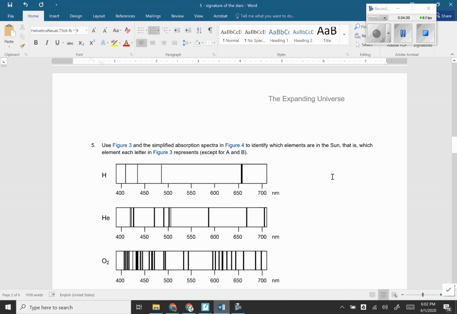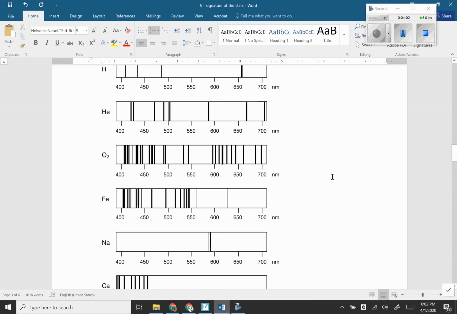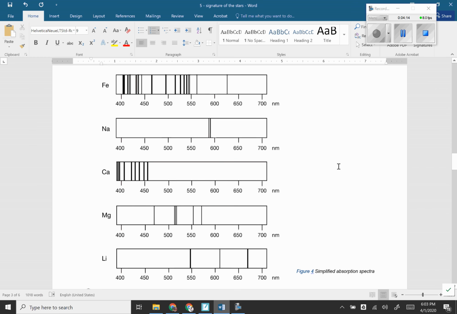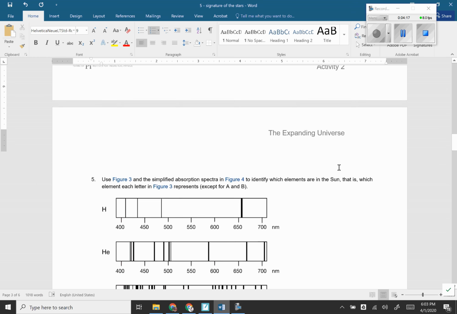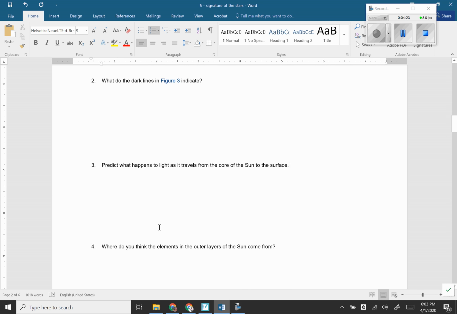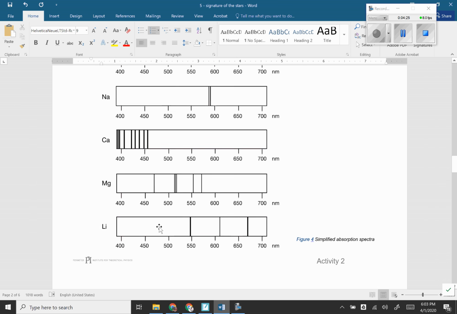This is an activity where if you have access to a printer, it might help you complete it, to print this out and do it on paper. That is up to you. I do think it will be easier that way though. So we use the reference lines to determine what the significance of lines C through K here is. Scroll down. And then it gets into this red shift and blue shift.